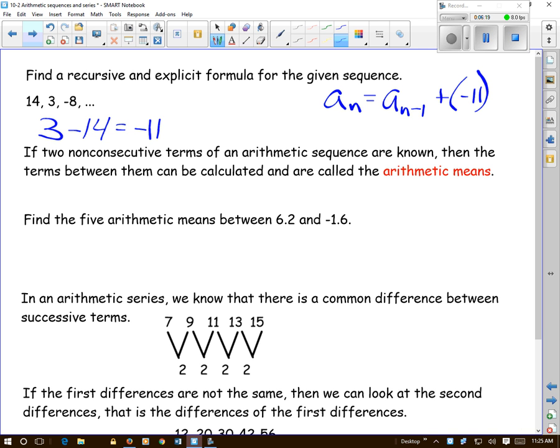There's the recursive formula. For the explicit formula, we want a sub n equals a1 plus n minus 1 times d, which is the negative 11. So for that particular sequence, there's the recursive formula and the explicit formula.